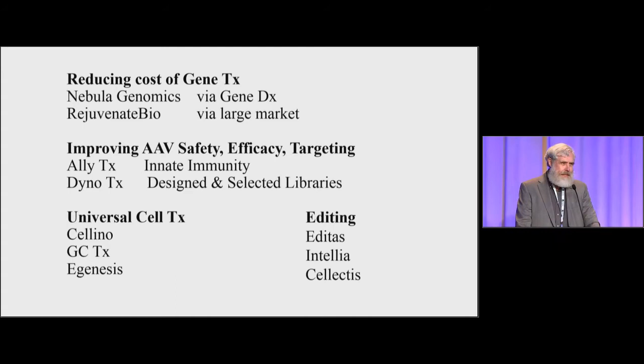And then Rejuvenate Bio is using AAV to deliver what I think is something for a disease that we will all die of. 90% of us will die of a disease that does not affect 20-year-olds. And so I consider that the largest market. One of the problems with gene therapy is it tends to be very tiny markets and hence very expensive. So I'm hoping this will be an antidote. Okay.